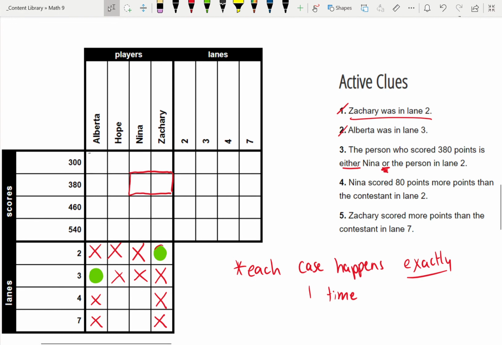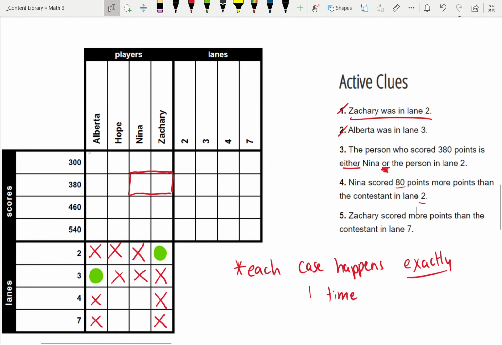How I figured that out was Zachary is in lane 2, so that's how I got that piece of information, but I can also maybe use it for another piece. Before I do that, I'm going to look at my other clues. Nina scored 80 points more than the contestant in lane 2. Okay, well, that helps me out right away.